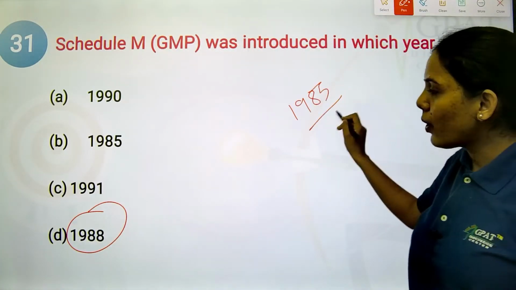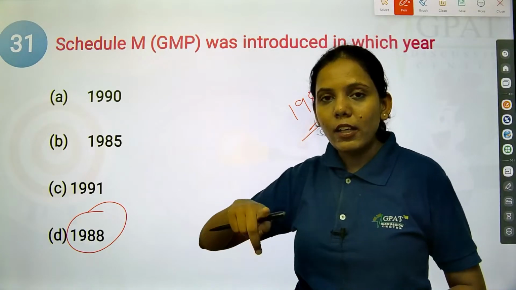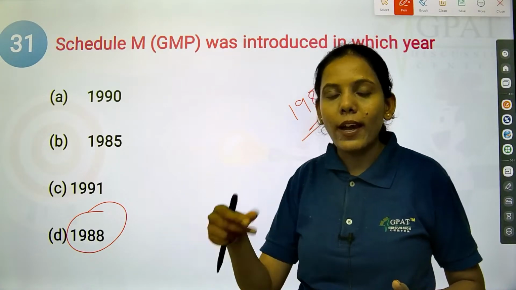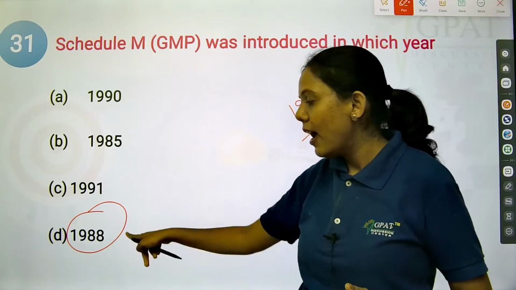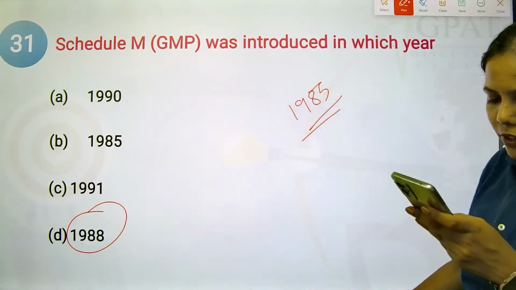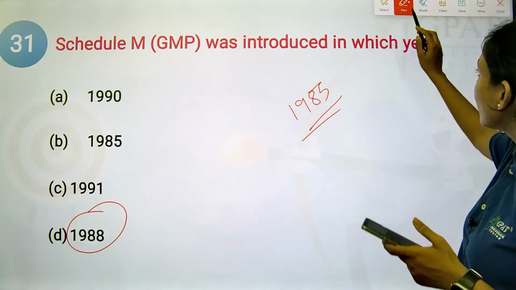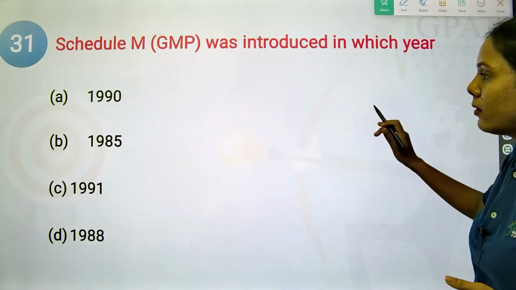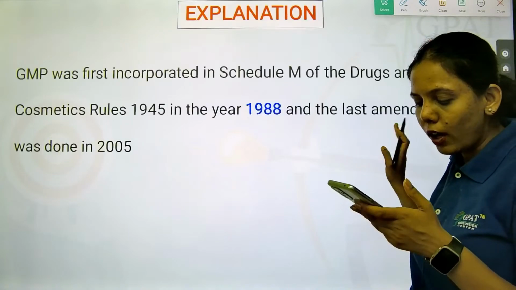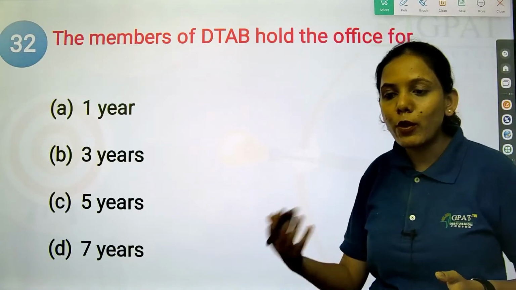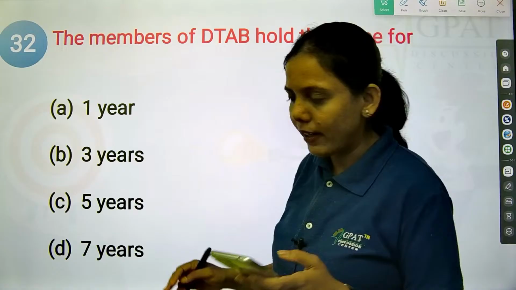Whichever is closer, you remember it together. So in one way only you can remember two acts. 1985 NDPS Act, 1988 GMP was introduced. Okay. No, not B. It is 1988. That's what I'm telling you. 85 is for NDPS Act.